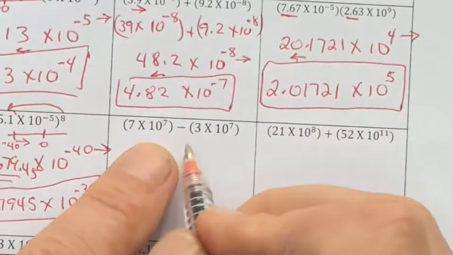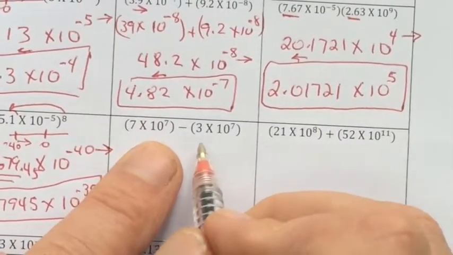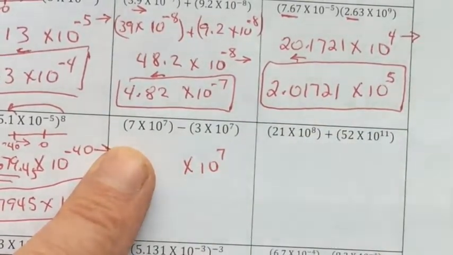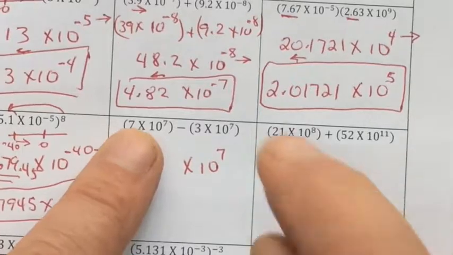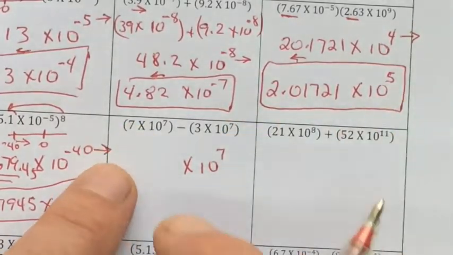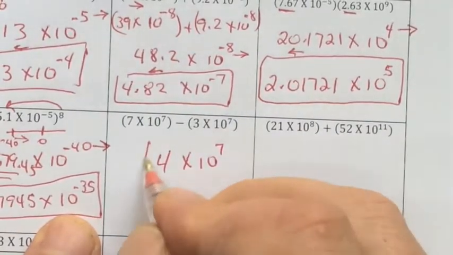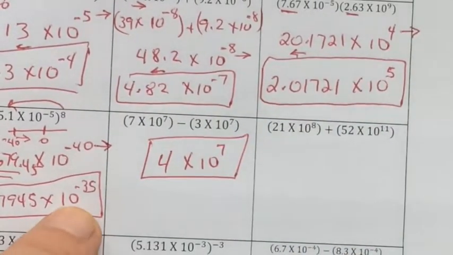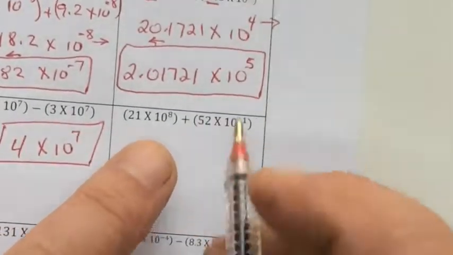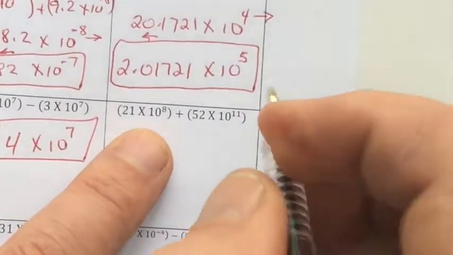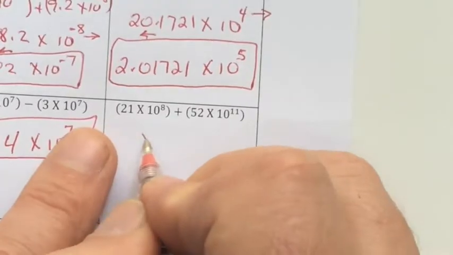Okay, the next one, addition and subtraction are the same thing. They got to have the same base, which this does. So I already know this is going to be 10 to the 7. Addition and subtraction have to be the same. And then I'm just going to do 7 minus 3. Well, that one doesn't need fixed, no middle step. But look at this one, addition. They're not the same. Okay, so I'm going to turn this 8 into an 11.